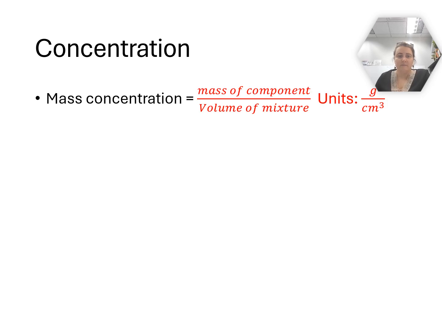So first is mass concentration. This is the mass of the component divided by the volume of the mixture. And that's going to have units of something like gram per centimeter cubed. It could be kilogram per meter cubed, but it's an amount divided by a volume.